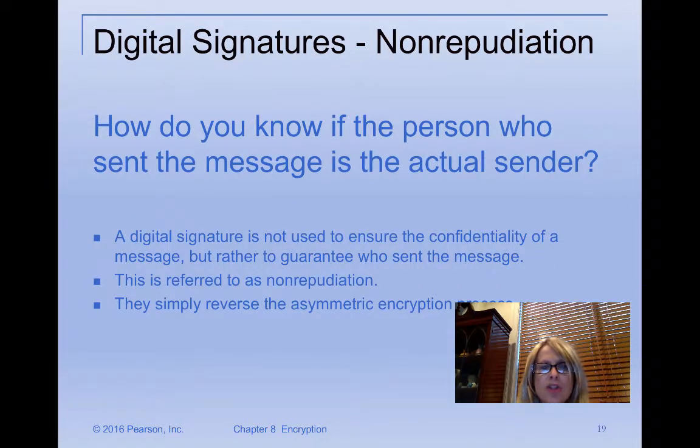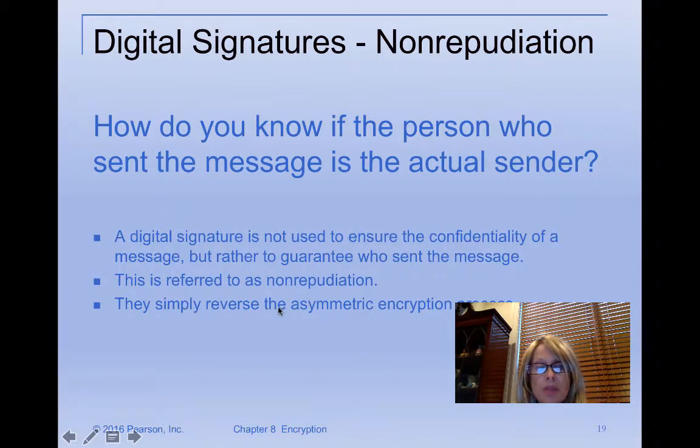Okay. Digital signatures is another form of encryption. And this is a little different because it asks the question, how do you know if the person who you received this encrypted message from is the actual sender? And there's a term called non-repudiation, and I'm going to ask you about this on the exam because this is a term that is known within our industry of cybersecurity. Non-repudiation determines if the person that sent the message is the actual sender. Because a digital signature is not used to ensure the confidentiality of the message, but rather to guarantee who sent the message.